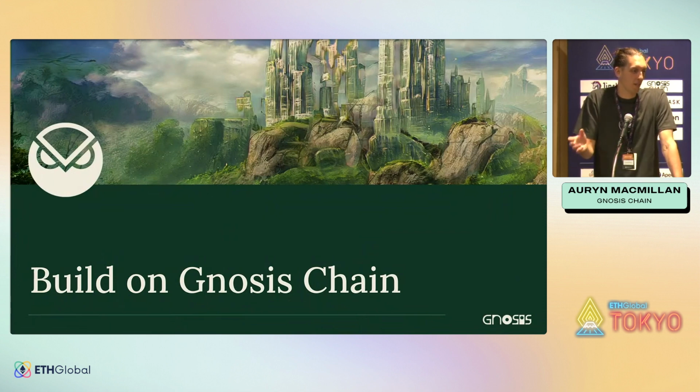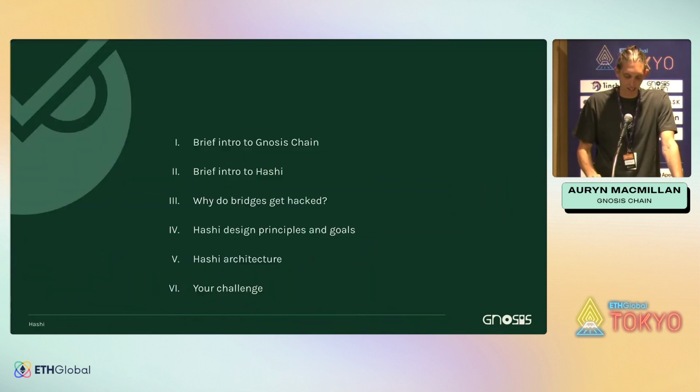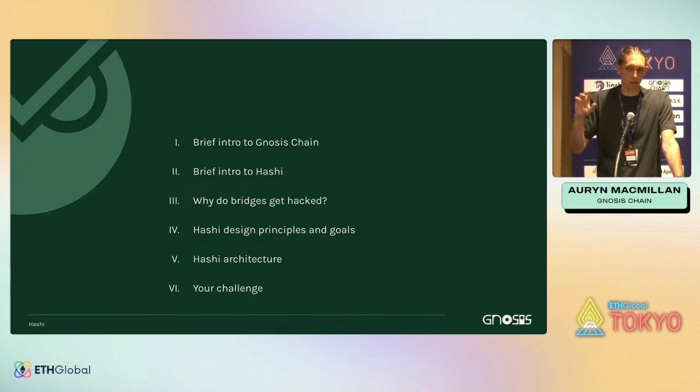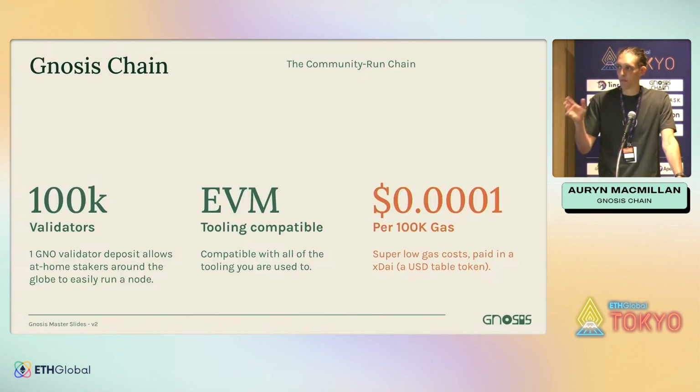The talk today is going to cover, briefly, building on Gnosis Chain and what Gnosis Chain is, but the bulk of it is going to be about Hashi, which is a new kind of bridge oracle aggregator. We'll talk about what that is and why it exists for the bulk of the talk today. But just quickly, talking about Gnosis Chain and why it exists.